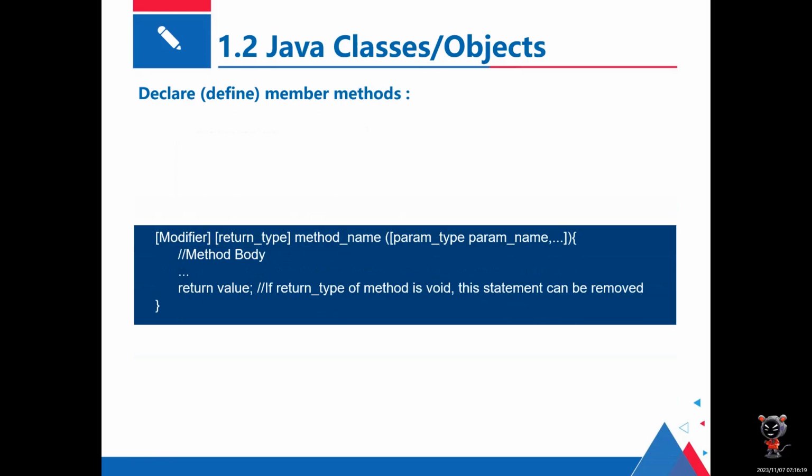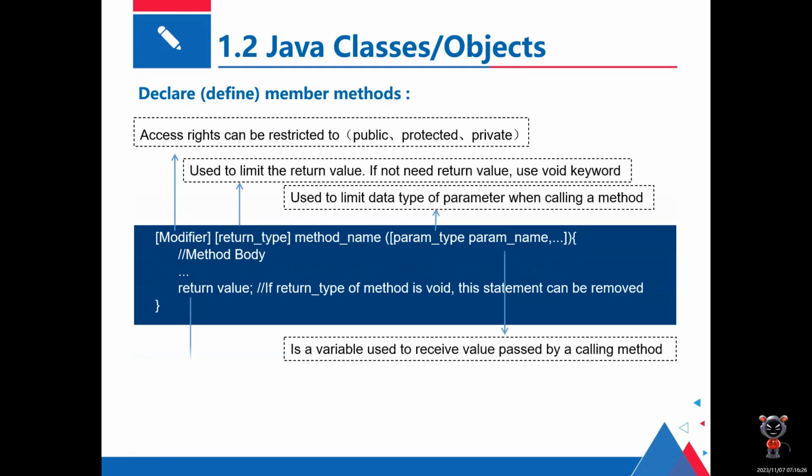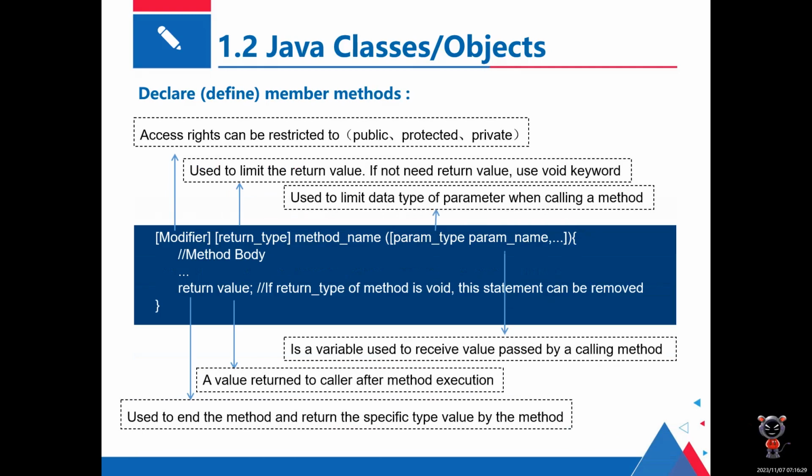Now we learn how we can declare member methods of the class. First we need to define the modifier to restrict access to the member method. Then a method can have a return type, or the method can be void. If there is no return type, we just use the void keyword. Then we give the method name, and in the parentheses we can provide different parameters, where we first define the parameter type such as int or string, and then the parameter name.